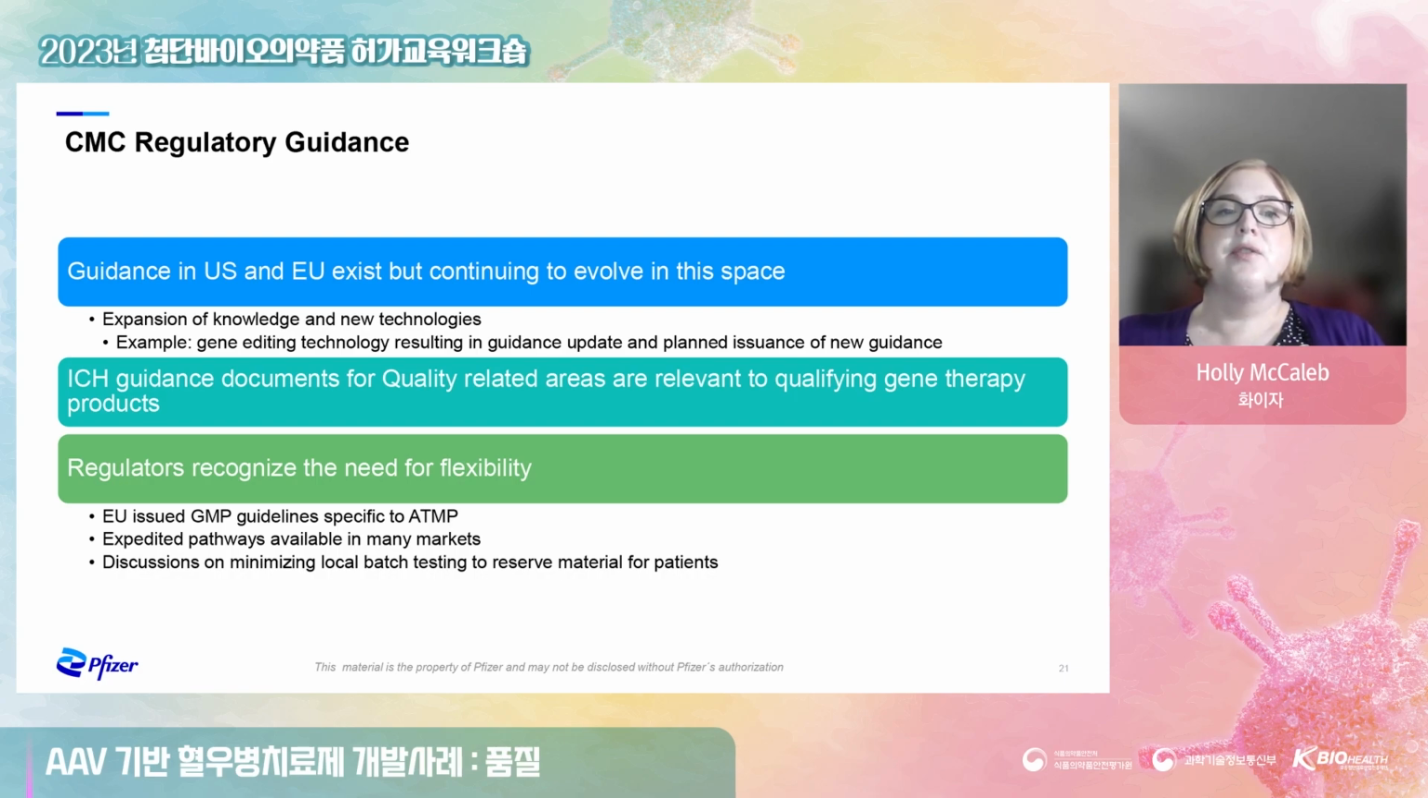Regulators also seem to understand the need for flexibility. Some examples of this flexibility include development of GMP guidance that's specific to advanced therapy medicinal products, or ATMPs, in Europe, expedited approval pathways, and a willingness to minimize local batch testing to reserve material for patients.